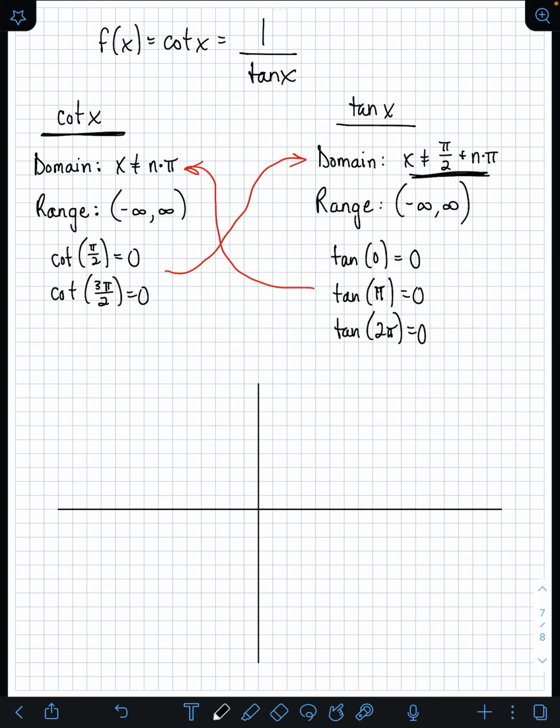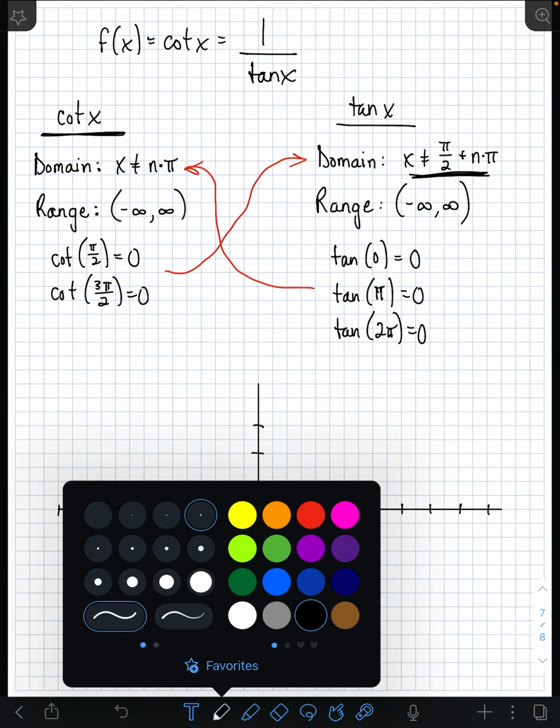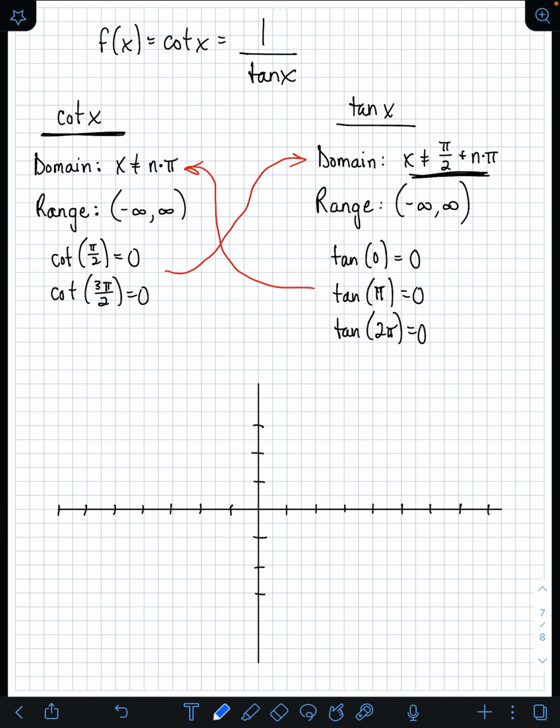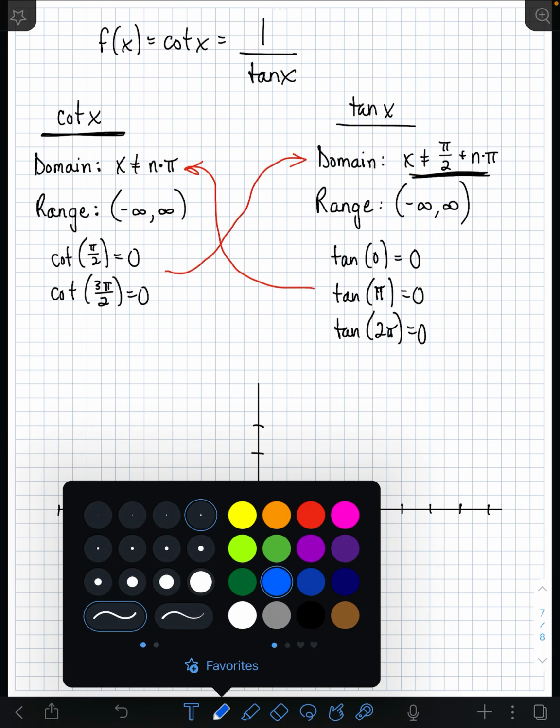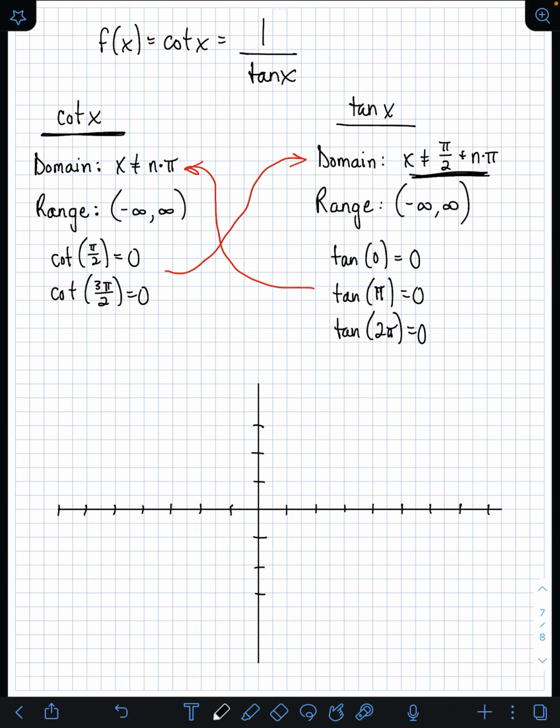Now, like sine, cosine, and cosecant and secant, it helps to look at the graph of tangent to understand what's going on with cotangent. Although this time they're definitely going to overlap a bit. So I'm going to draw in tangent without its asymptotes because it's just going to be much easier to distinguish one function from the other.